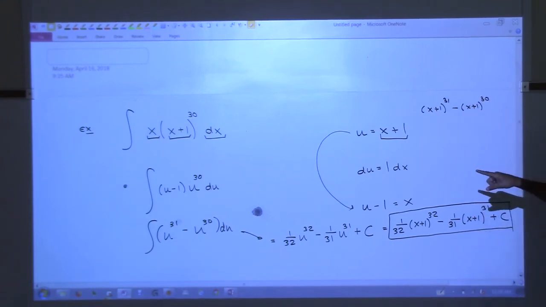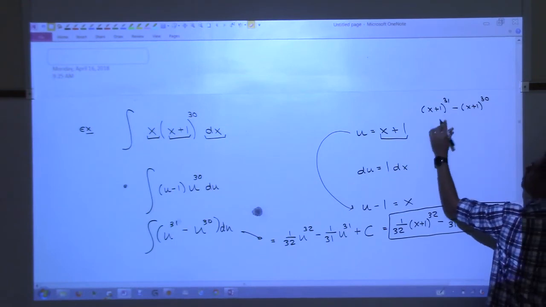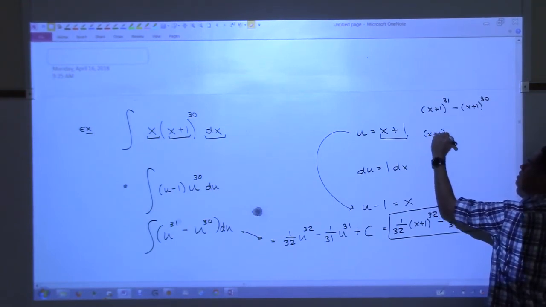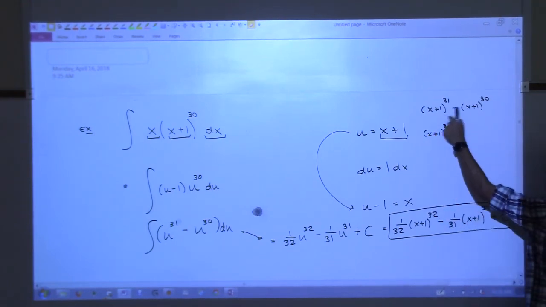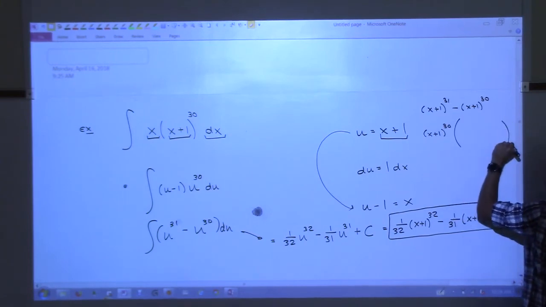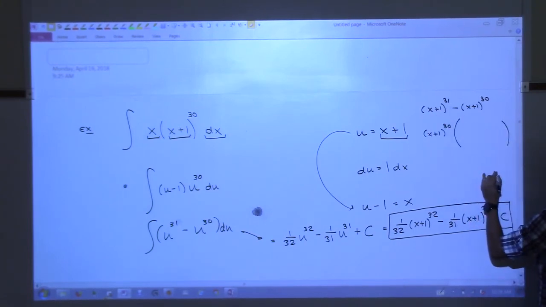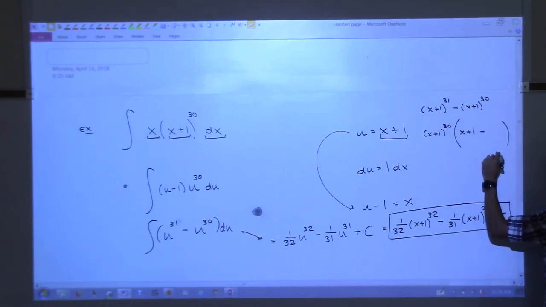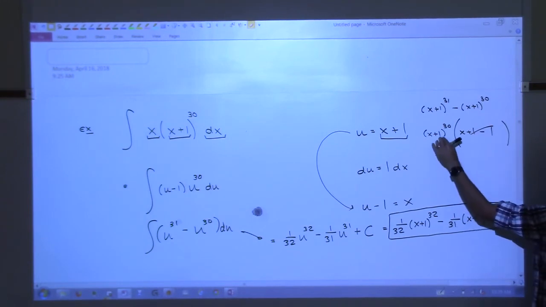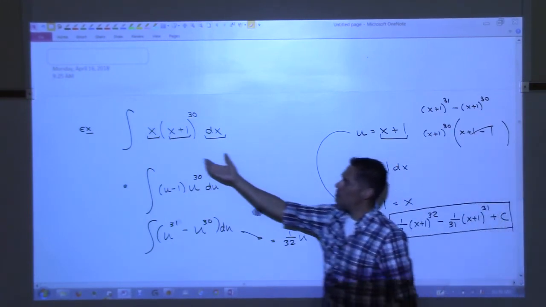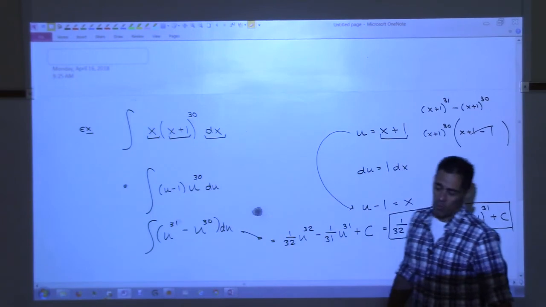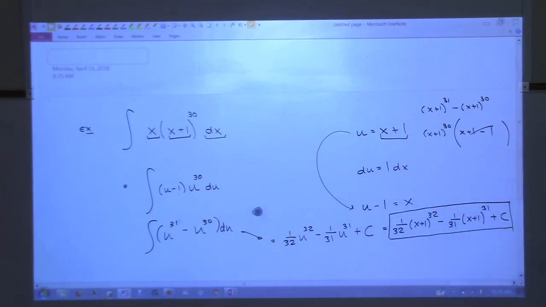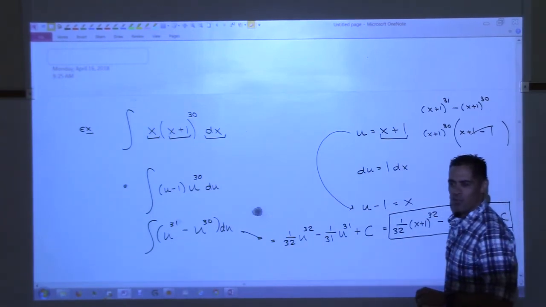Okay, so both of these have an x plus 1 to the 30th in them, don't they? They both do. So I pull that out, and then what would I still be left with there? X plus 1, and then minus 1, these cancel, and you get (x plus 1) to the 30th times x, which is this. It works. See, that's the good news in Cal 2. You can always check your work.